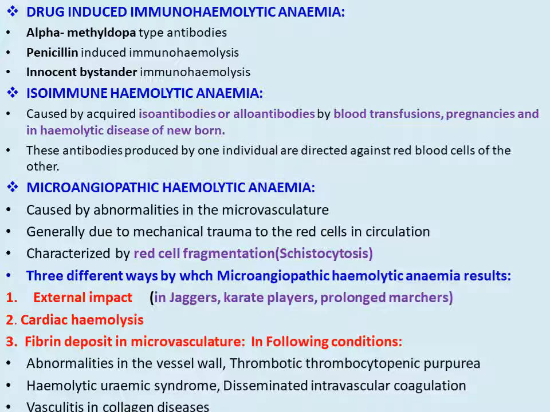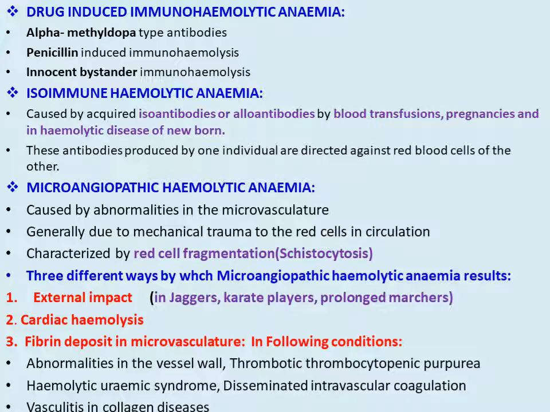Next, microangiopathic hemolytic anemia. Micro means small: it is caused by abnormalities in the microvasculature, that means the capillaries. Generally it is due to mechanical trauma to the red cells in circulation, characterized by red cell fragmentation. There are three different ways by which microangiopathic hemolytic anemia results.